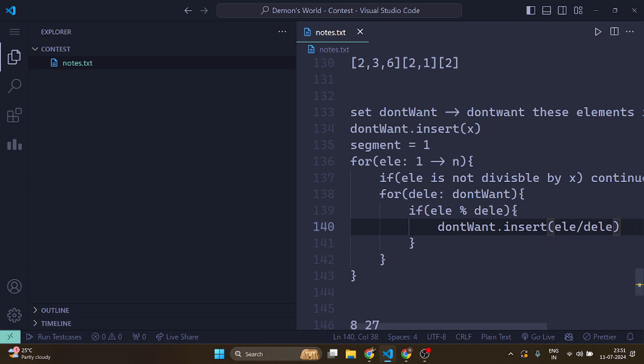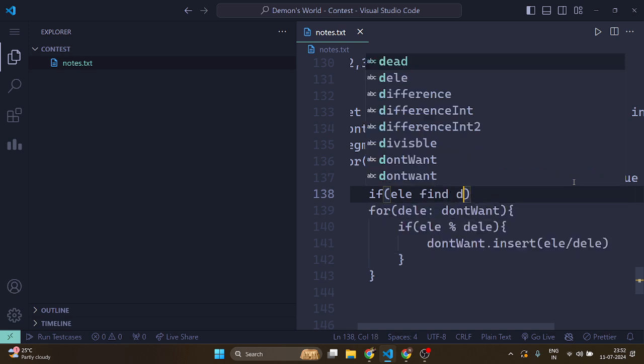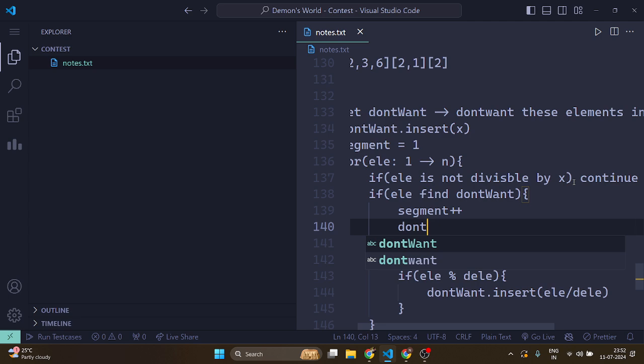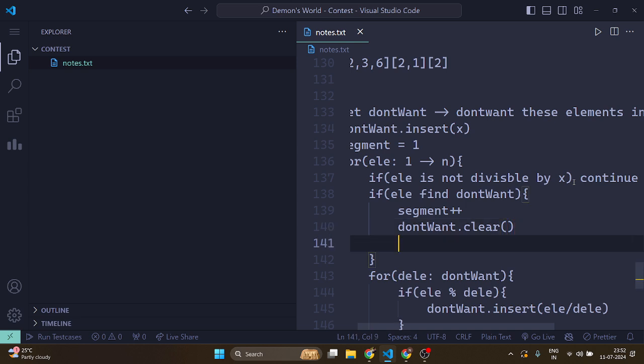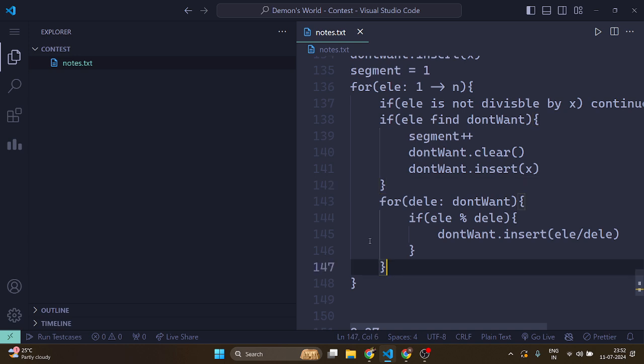Why do we do this? I will tell you. And before doing all this, if element dot find in don't want, increment segment, clear the don't want list and don't want dot insert x. That's it. And why am I doing this? I'll tell you why this loop is important.